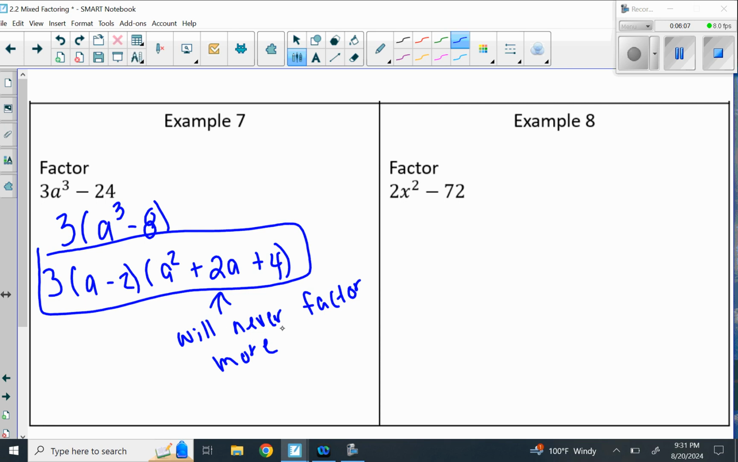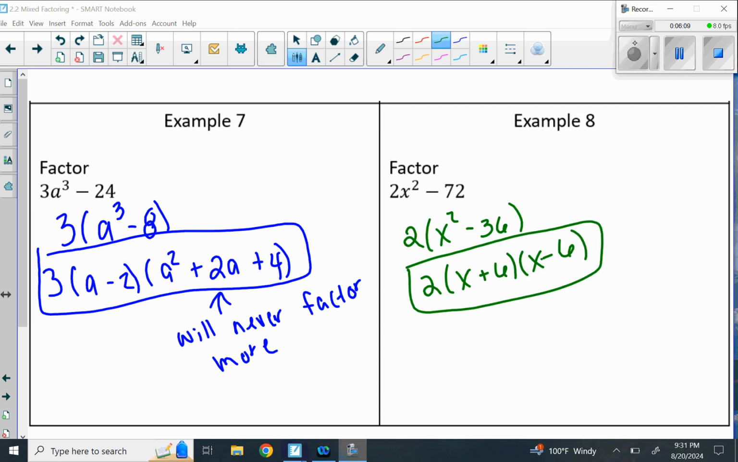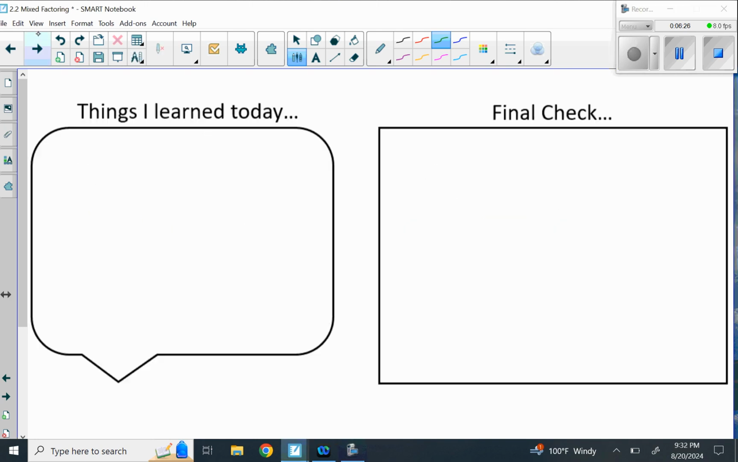Alright, try example 8. Alrighty, so you first should have taken out a GCF of 2, and then notice you have a perfect square binomial. So that factors to 2, x plus 6, x minus 6.